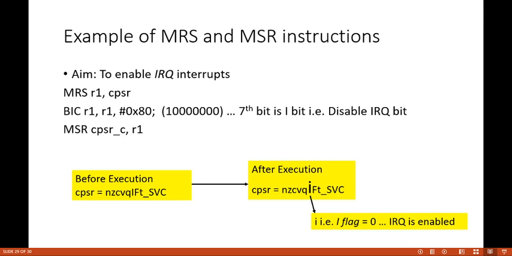Okay, so with this all the instructions of ARM7 are completed. We have completed the full instruction set of ARM7.